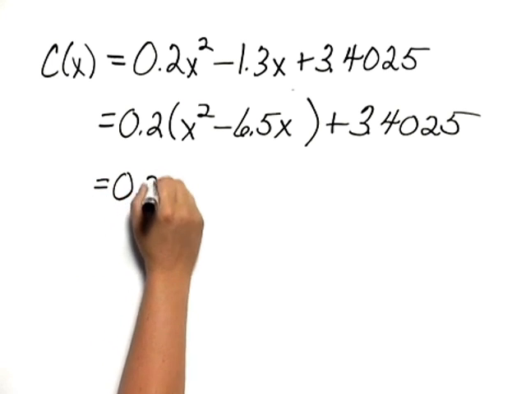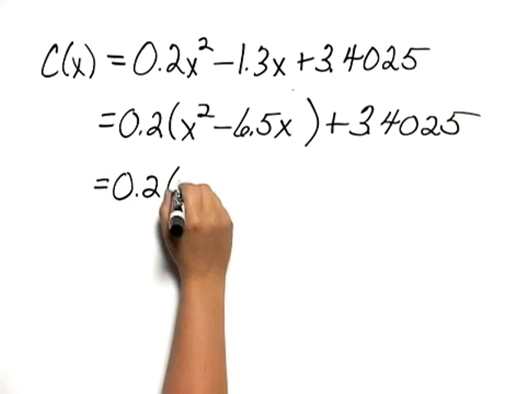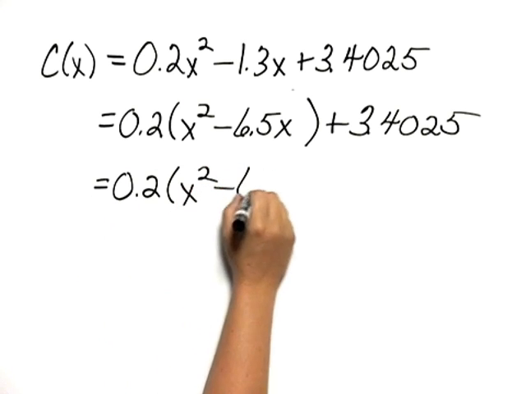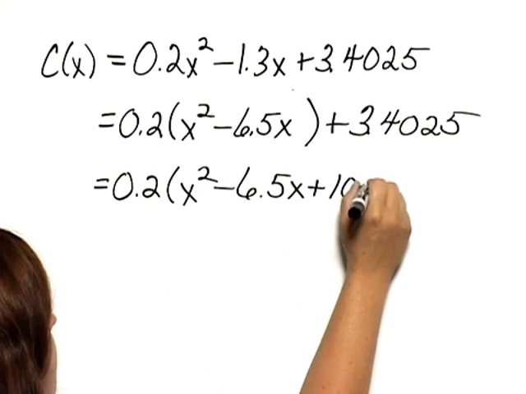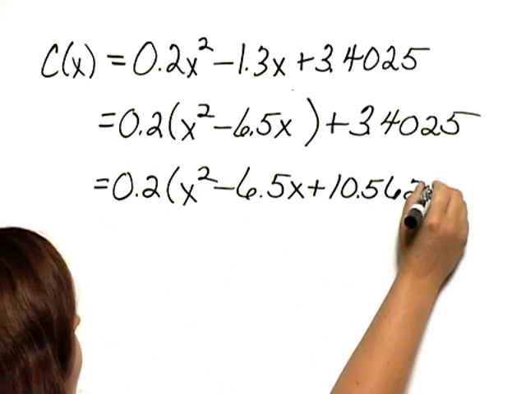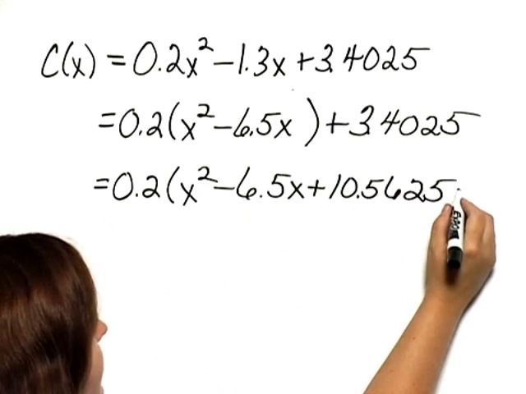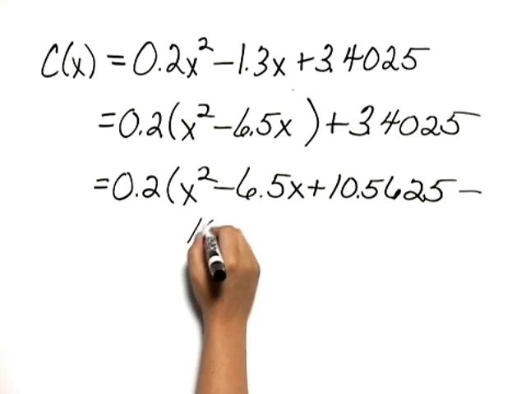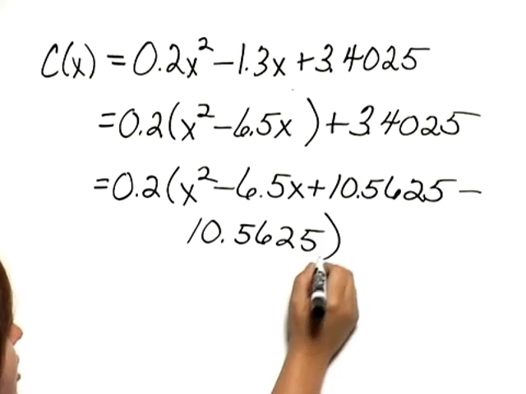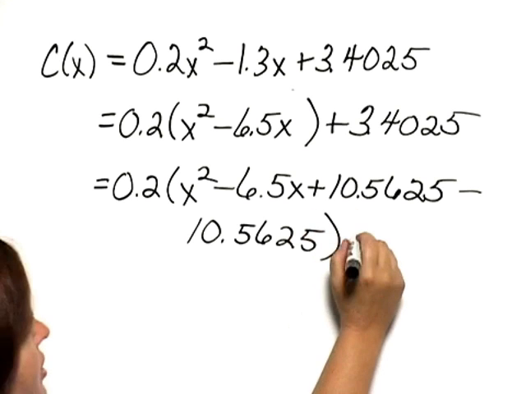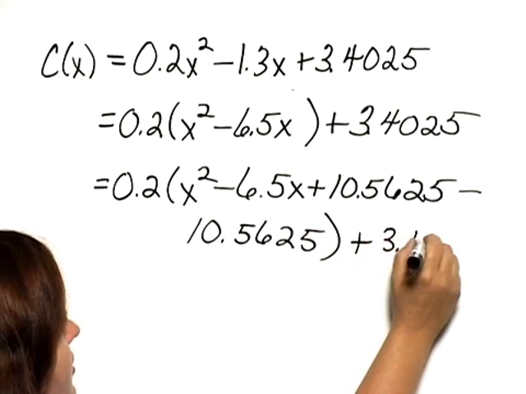We need to add 10.5625 inside the parentheses. But we can't just add it in there. We need to subtract it back out to give us the effect of just adding 0. So essentially I've added 0 to this, I haven't changed it, plus 3.4025.